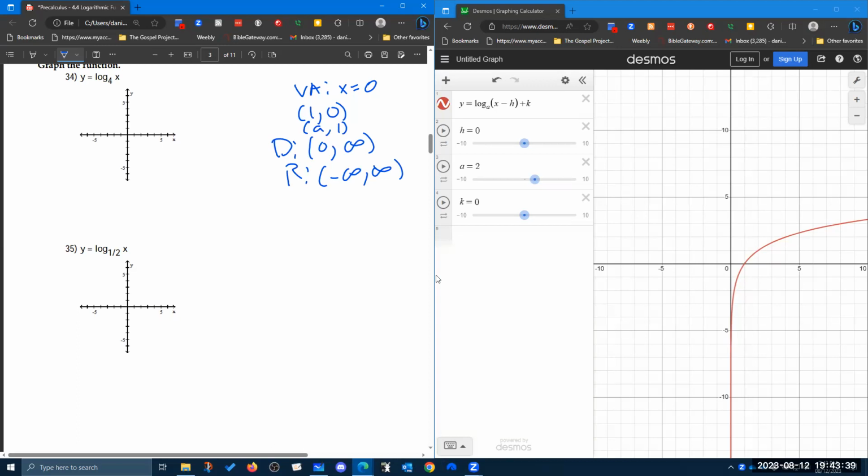So let's go ahead and see here that this one has not been shifted up, down, left, right at all. So we can just go ahead and put a is 4 in here. And there's our graph. It's going to go through 1, 0, and it's going to go through 4, 1, is right there. Those are the characteristic points, and it's going to have its vertical asymptote at x is equal to 0.